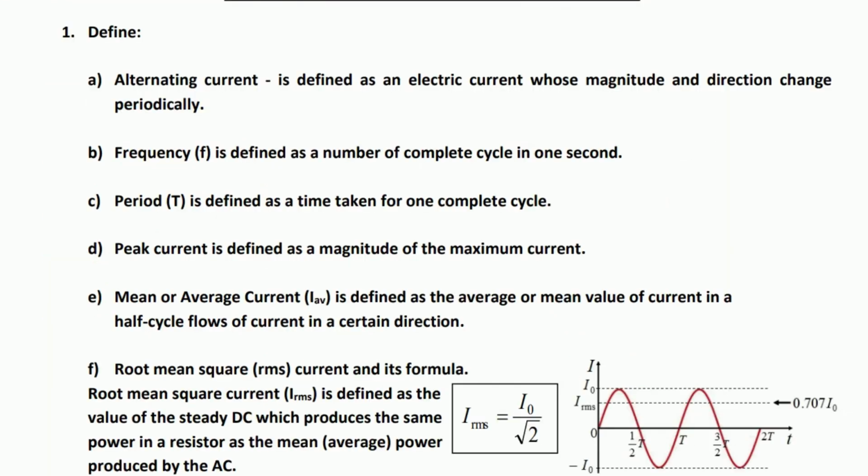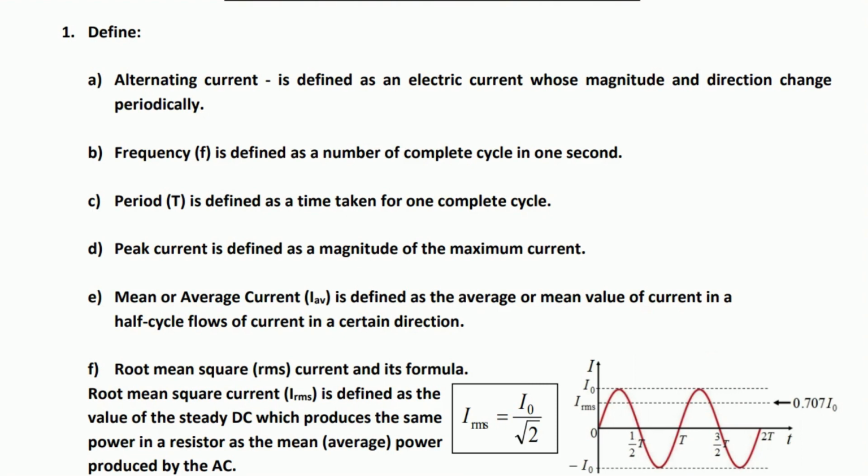Now let's take a look at a few definitions and concepts that we have in this topic for the AC circuit. We look at the first part first. Alternating current is defined as an electric current whose magnitude and direction change periodically.